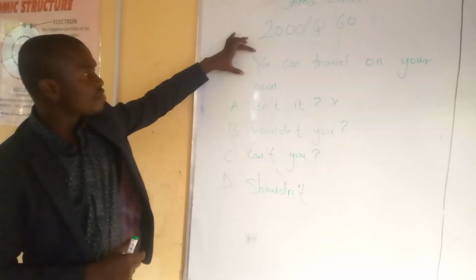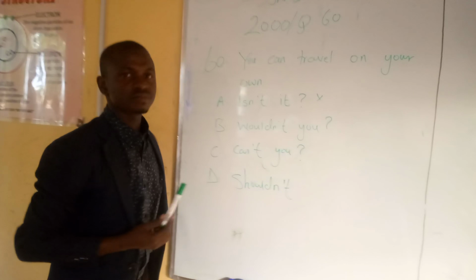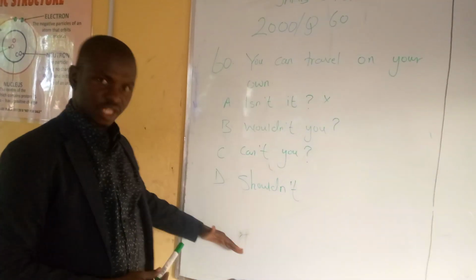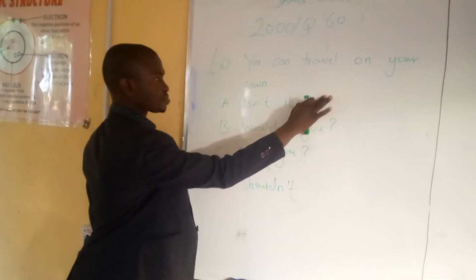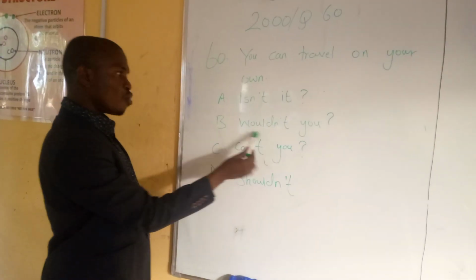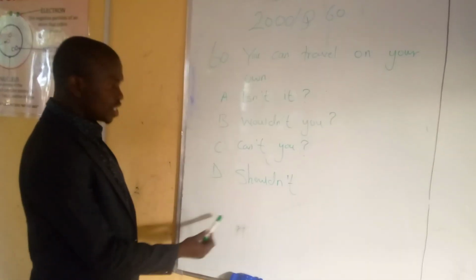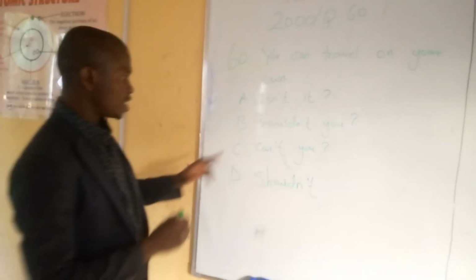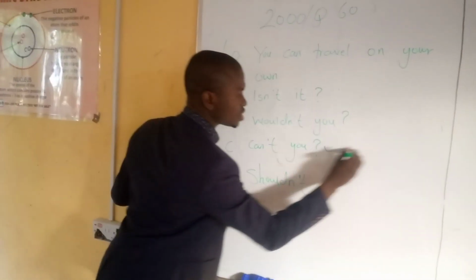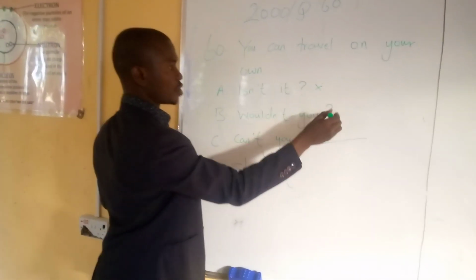Now, the statement reads, you can travel on your own. Here are the options given. A. Isn't it? B. Wouldn't you? C. Can't you? D. Shouldn't you? Now, the correct option is C, which is can't you? Of course, the other options are wrong.